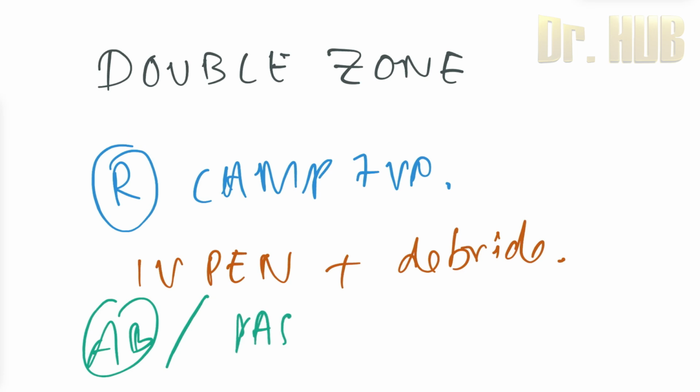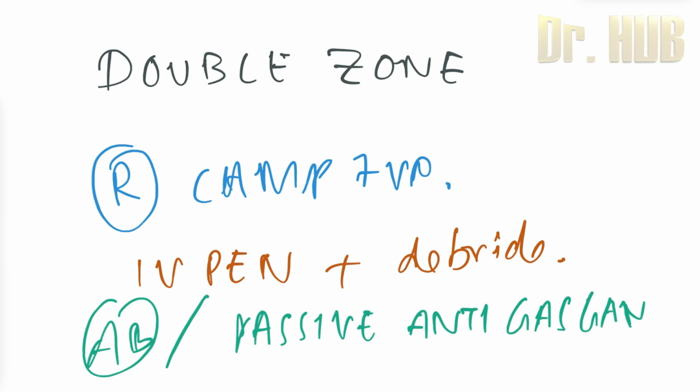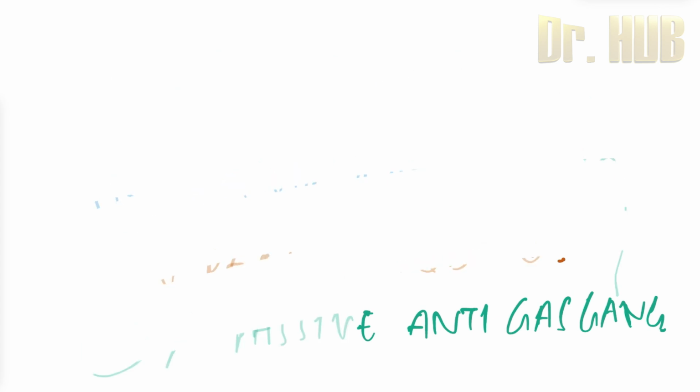It's a passive anti-gas gangrene serum. This includes IgM generally as well as IV. You administer IV in case of an emergency. Also, closure of the traumatic wound is delayed for about 5 to 6 days.